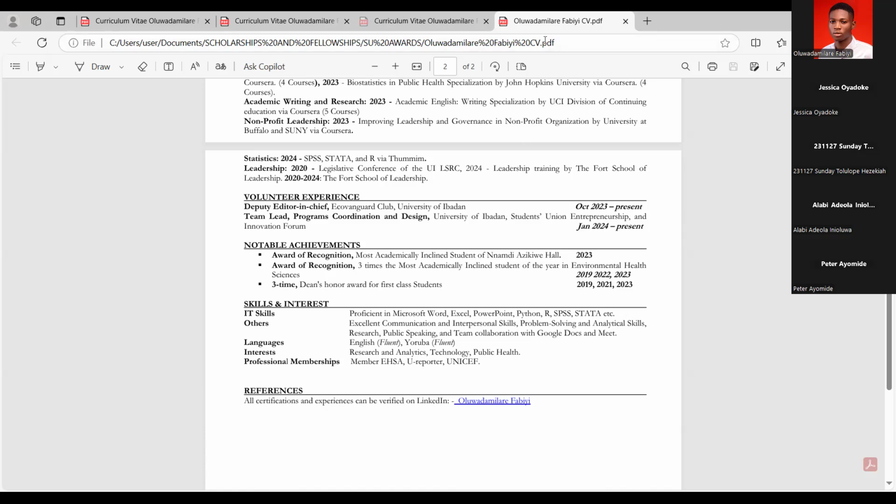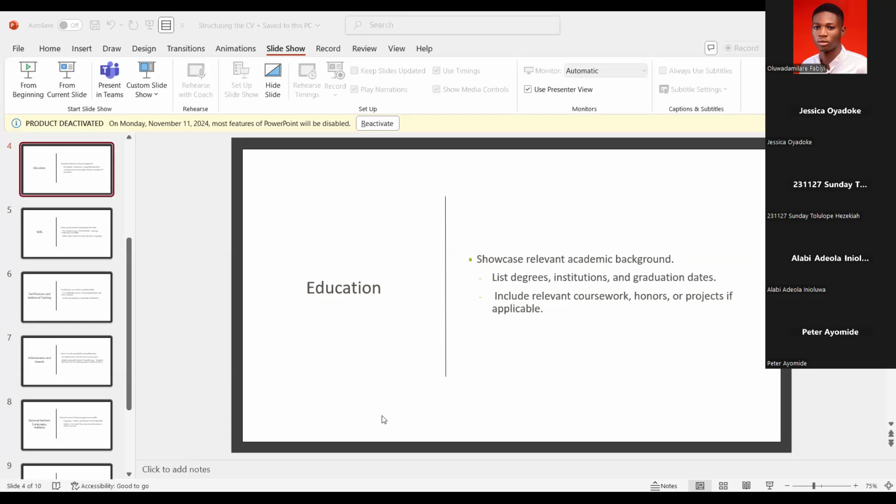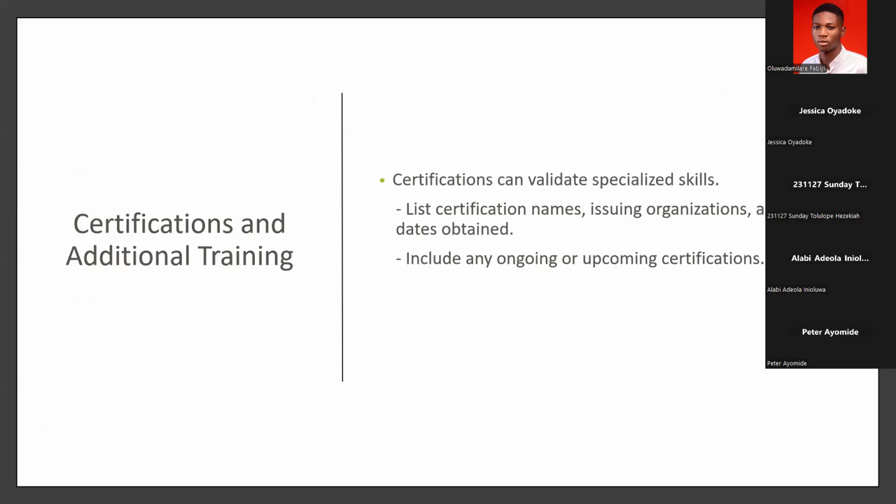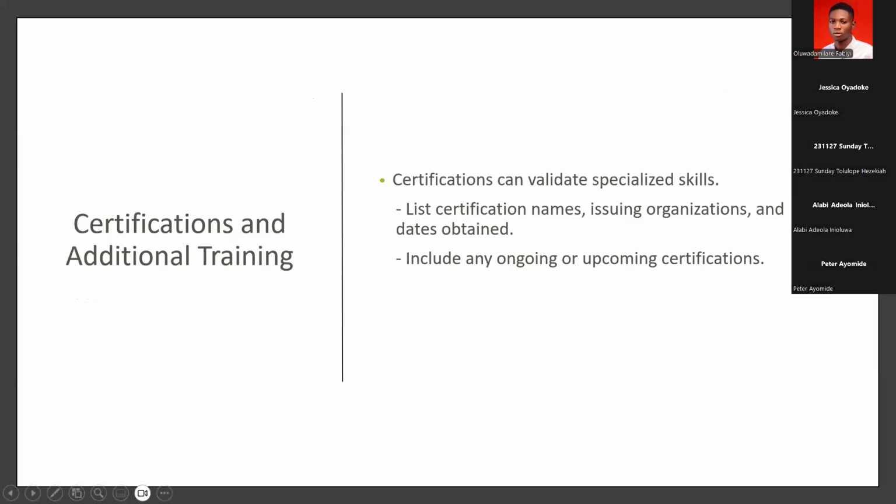Let me go back to the PowerPoint. Now, one more thing that I need to talk about here is when you are making your certifications and training. There's a place to add certifications and training on your profile. So certifications and additional training. Certificates can validate your specialized skills. Yes, you can list the names, issuing organizations, and dates obtained. And for some certificates, you have the platforms. For example, you get certificates from Coursera.